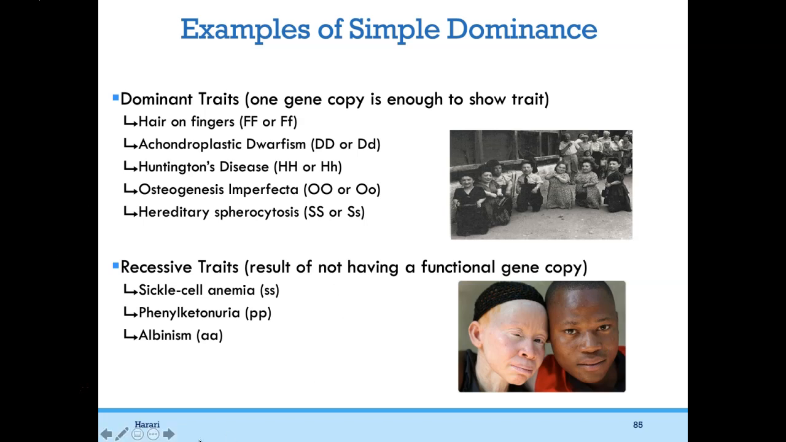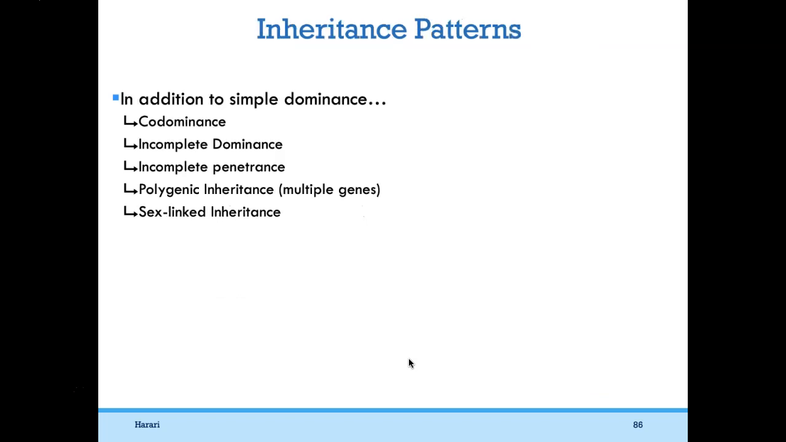So again, dominant traits are usually because something is there. There's a gene that's expressing something, and even having one allele of that expression is enough for the entire organism to look just like a homozygous dominant individual. A recessive trait is a result of not having a functional gene copy, not having any functional copy at all. But now we'll talk about other inheritance patterns that differ from simple dominance. So we'll specifically talk about these 5 different types of inheritance.